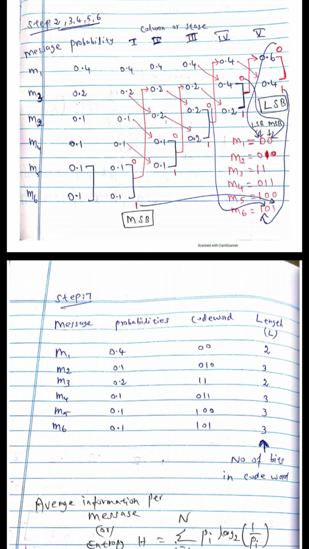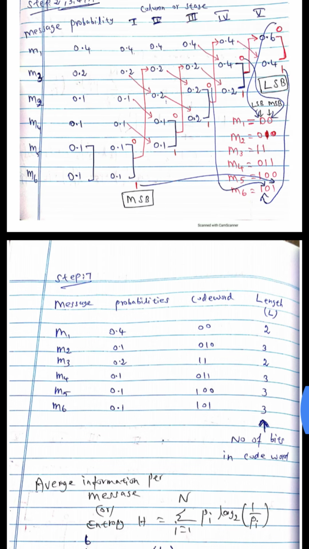Next the corresponding code word length. In M1, 2 bits are used, so L is equal to 2. M2 has 3 bits, therefore L is equal to 3, and M3 has 2 bits, so the length is 2. M4 has 3 bits and length 3. M5 has 3 bits and length 3. In M6, the number of bits is 3 and length is 3. So the last column shows the number of bits in the code word.